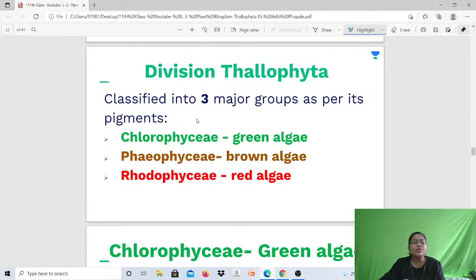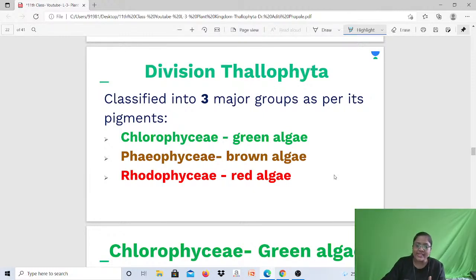Thallophytes, they are classified into three major groups as per its pigments. Chlorophyce, called as green algae, I have shown it in green color. Then Phaeophyce, these are brown algae, brown color mein dikhaya hai. Rhodophyce, that is red algae, shown in red color. Both the names you should know.